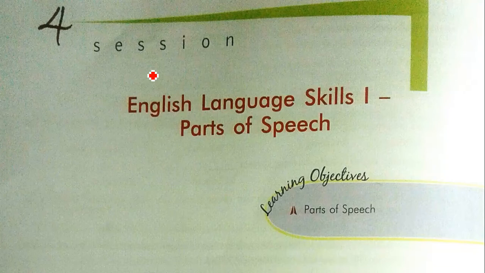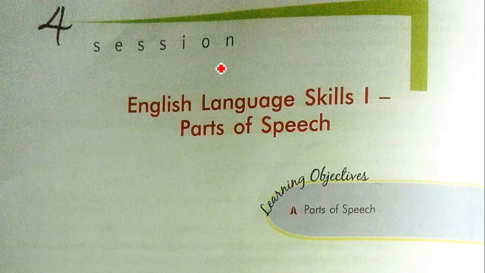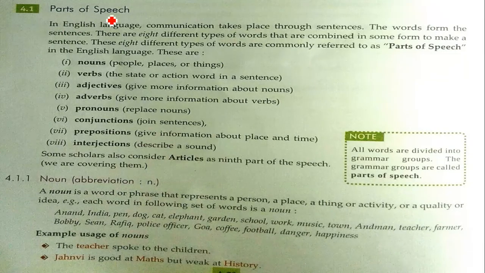Here is the fourth session, fourth topic, fourth chapter of unit first. The unit is of communication technology or communication skills, class 9 information technology. So English language skill part 1, parts of speech. So let us see the definition. Parts of speech. In English language, communication takes place through sentences. Whatever we communicate to others is in the form of sentences.